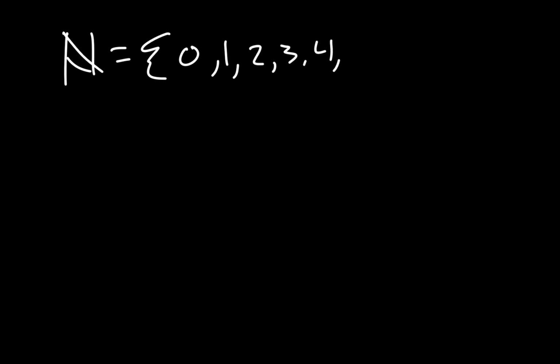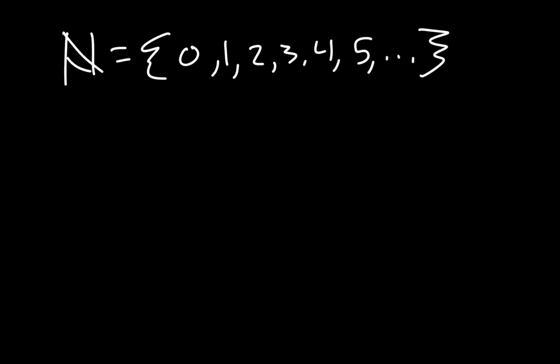Now, in previous classes, the natural numbers were probably defined differently. The way that your book defines natural numbers is actually how other classes or other books might define the whole numbers. So it's all the counting numbers and 0. So 0, 1, 2, 3, 4, 5 goes all the way up to infinity. And that's just the natural numbers.